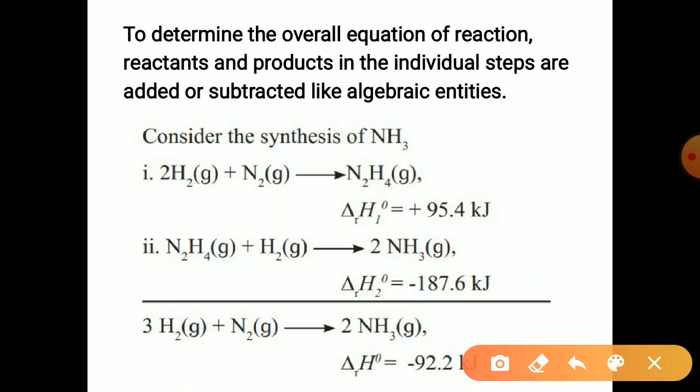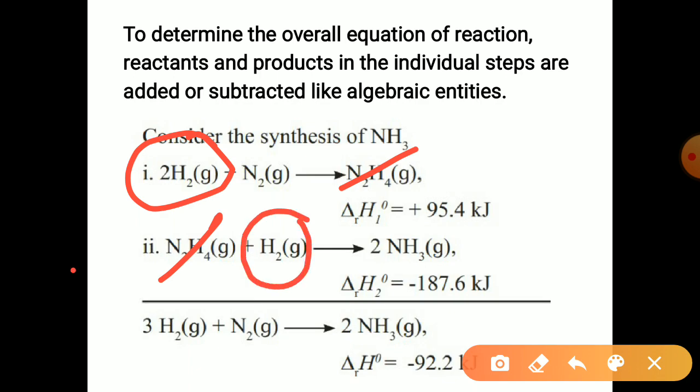Now when we add these two, we get the overall reaction. Here N2H4 on both sides gets cancelled. What else can we cancel? Nothing. Now here we have 2H2 and here 1H2. On adding these two reactions, we get 3H2 and 1N2 on the left of the reaction. To the right, what is left? 2NH3 is written.